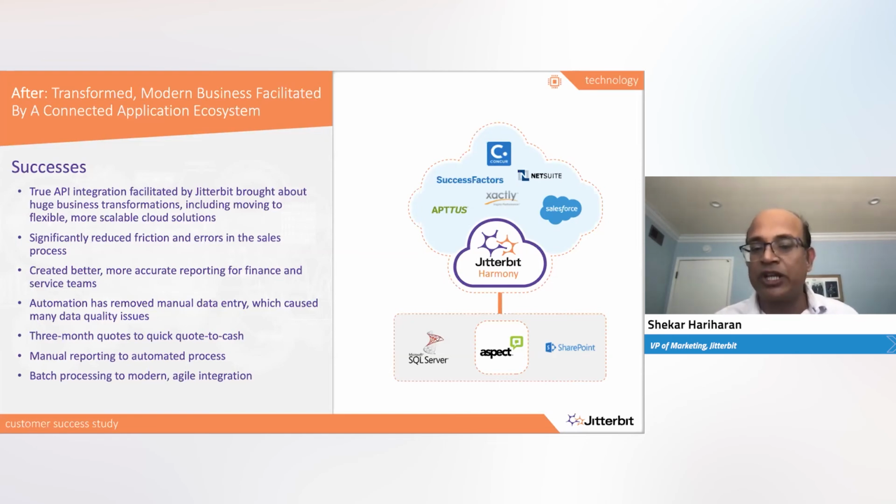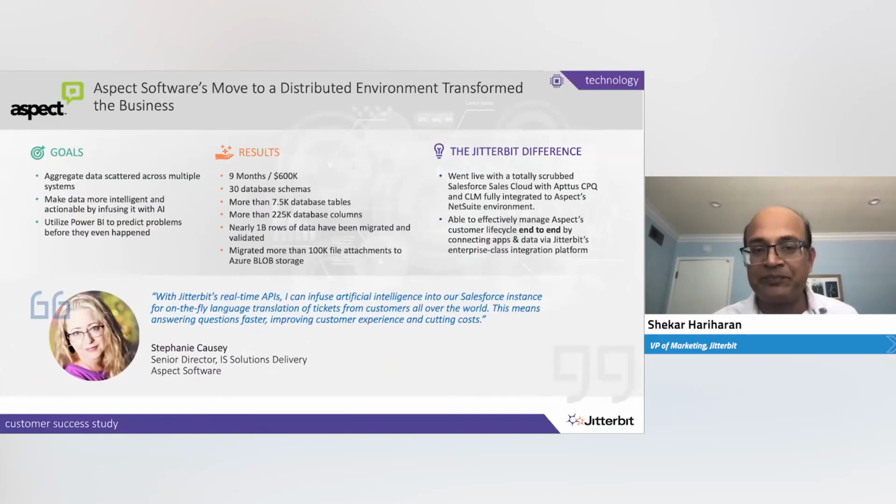So what they did is create a unified view of data through the Jitterbit platform, and they got scale and flexibility on how they manage data. They reduced friction and errors while handling the process. So it was no longer manual, it was an automated process. Because of that, they were able to create more accurate reporting for both finance and service teams. And their quote to cash process, which took months, was done instantaneously. And from batch processing, they moved to agile integration.